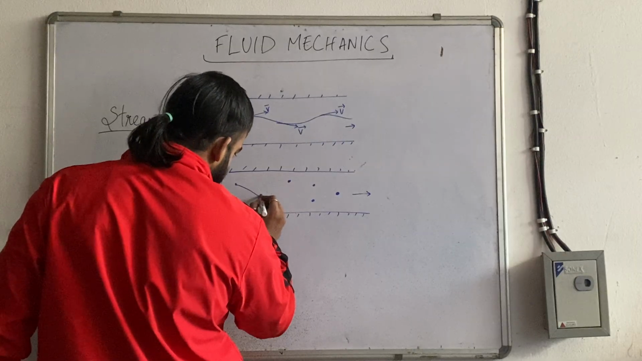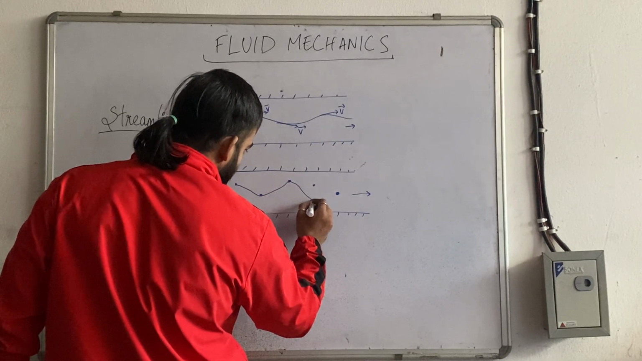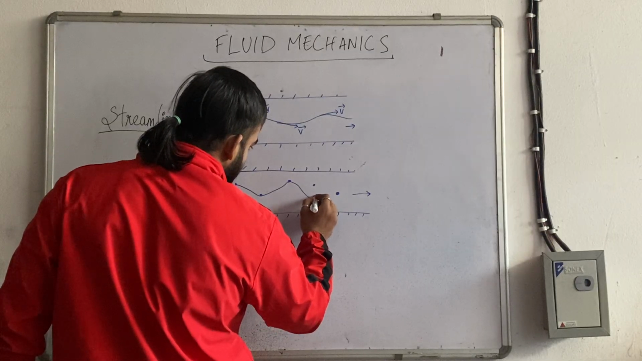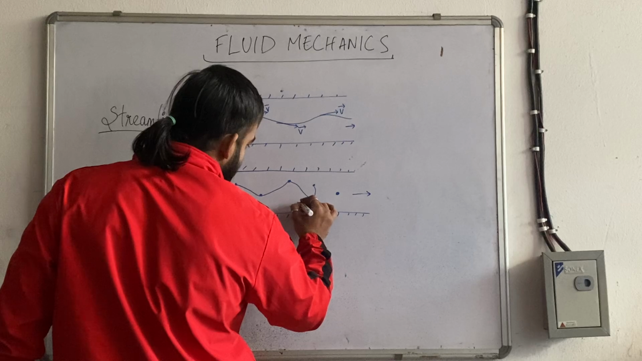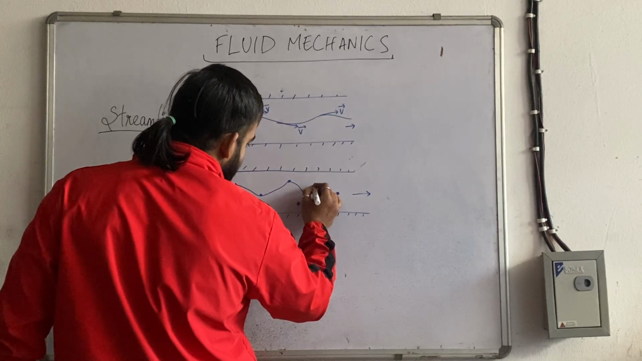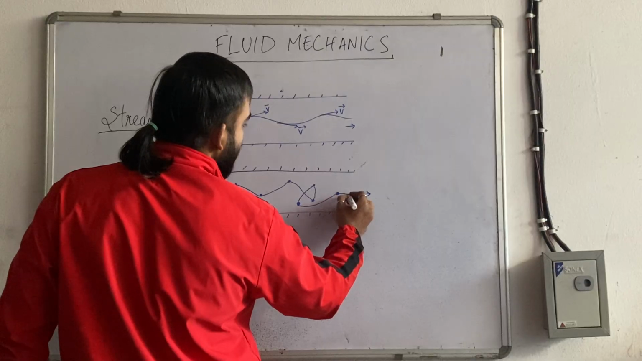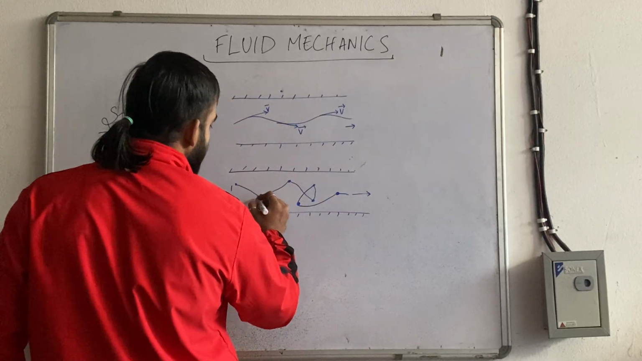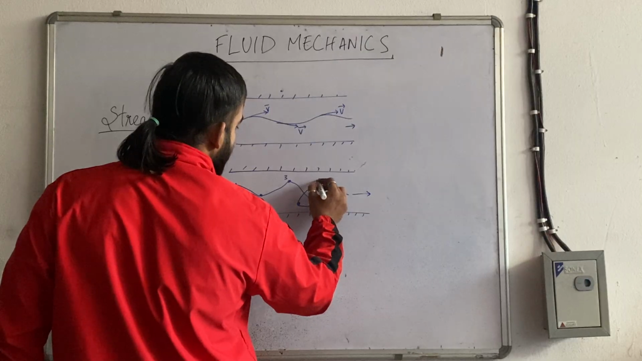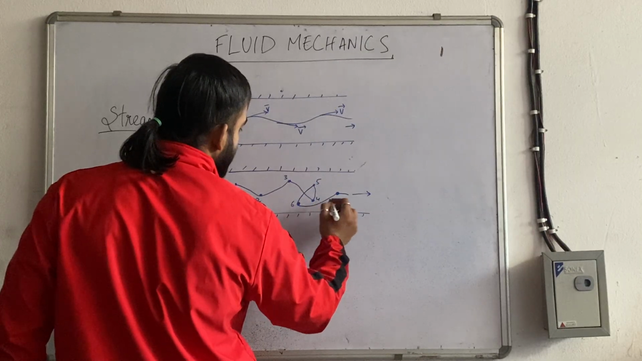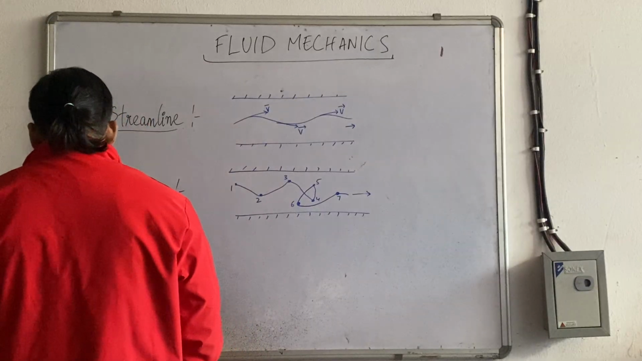For example, like this: 1, 2, 3. Path line can also intersect. 1, 2, 3, 4, 5, 6, and 7.